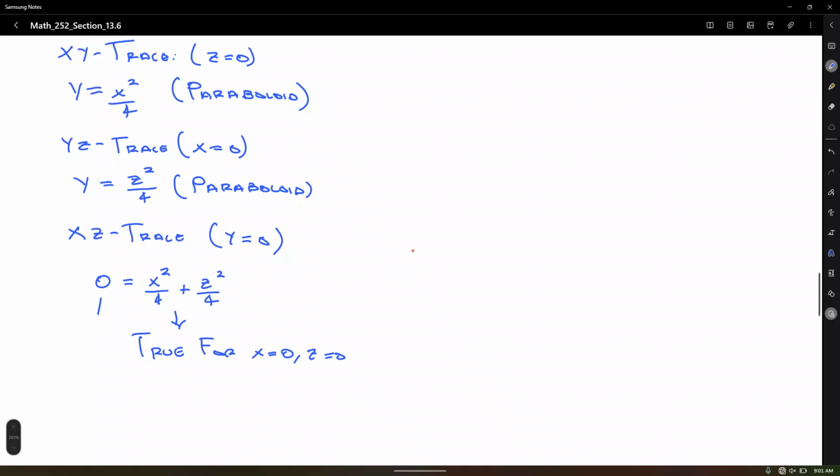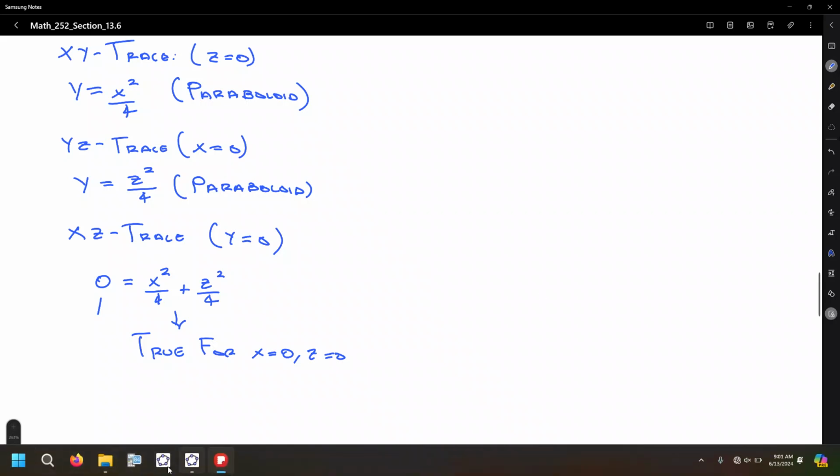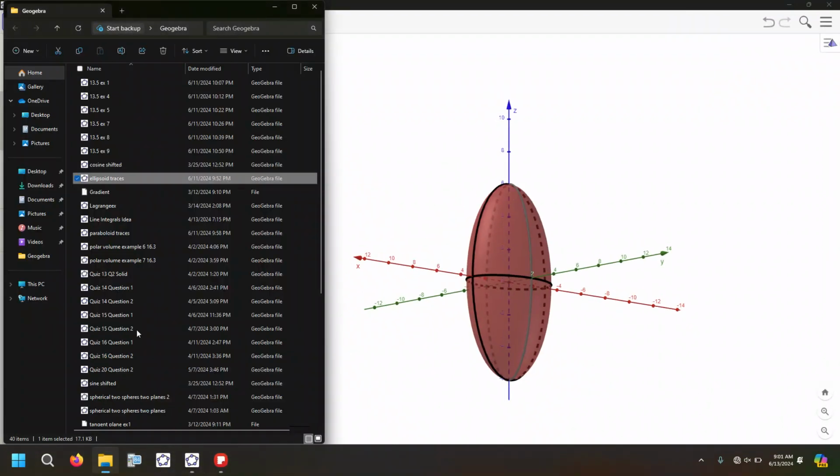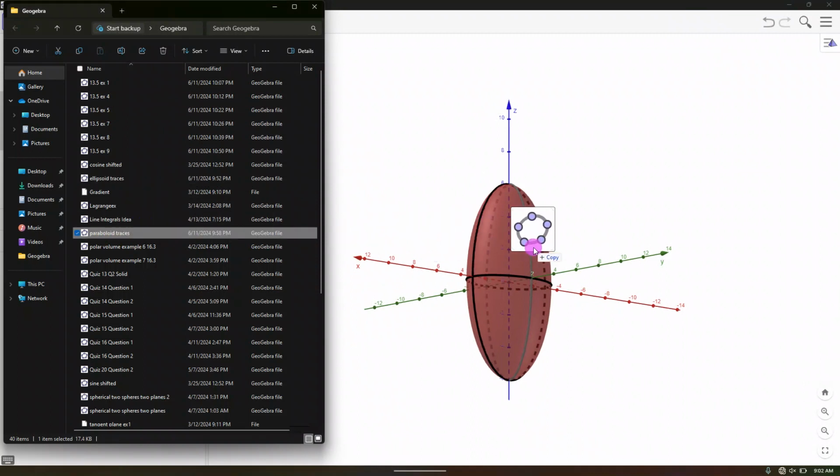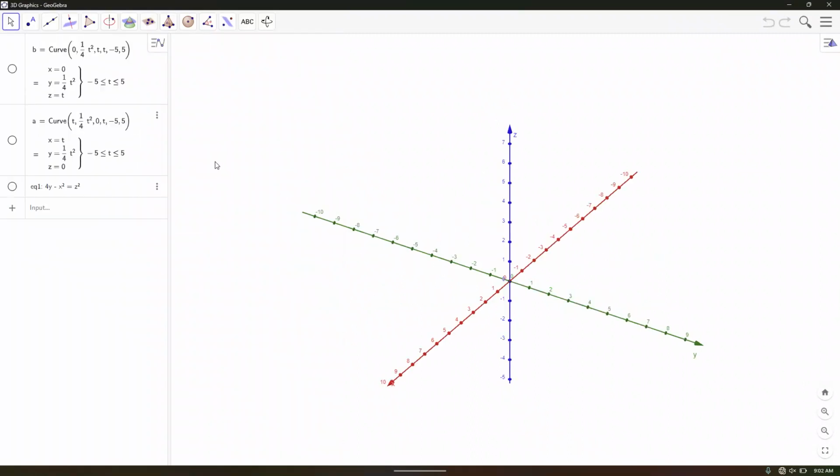Let's have a look at this in GeoGebra. Okay, so let me open GeoGebra 3D. So paraboloid traces. The XY trace, that is that second curve right here where I have an expression for x, an expression for y. Notice I'm using parametric equations. I'm not using x's and y's. I'm using t's. Notice there is a 0 for z, and I'm declaring the variable t.